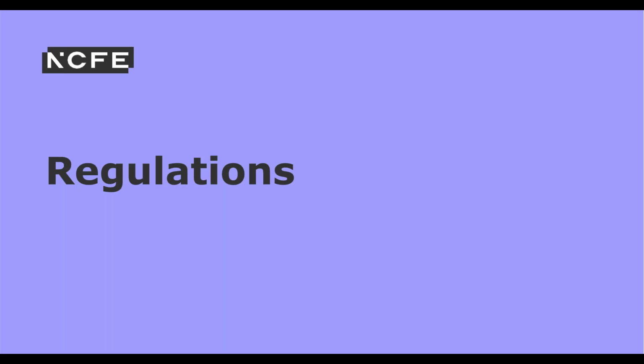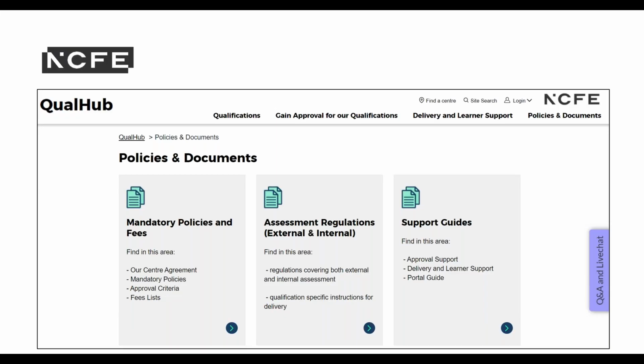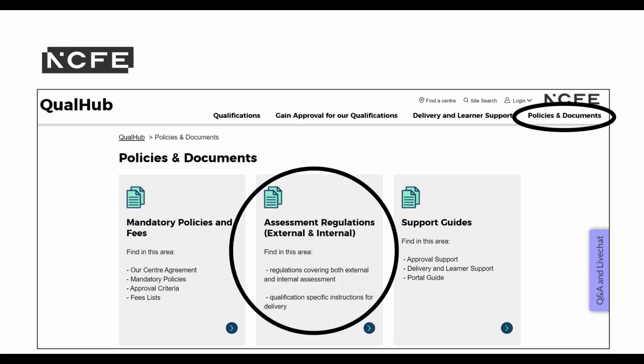Next, I'd like to talk you through the external assessment regulations. On QualHub, there are 4 different tabs at the top of the page. And in the Policies and Documents tab, this is where you'll find key documents including the assessment regulations. The regulations in this section are for the internal and external assessments.